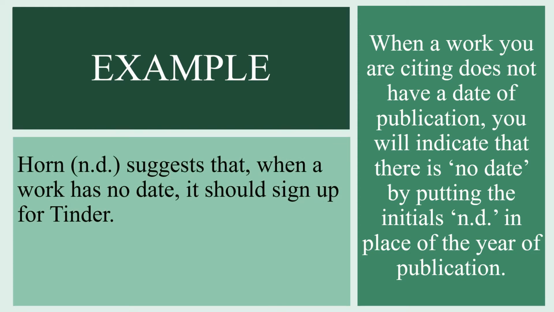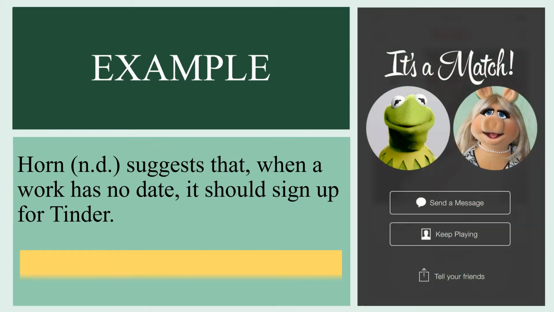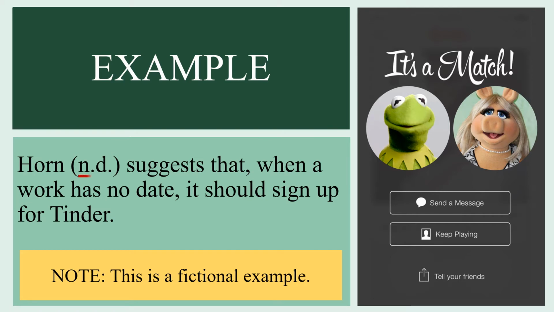Horn (N.D.) suggests that when a work has no date, it should sign up for Tinder. Now do notice we put N period, D period, not simply the letters N and D. These are abbreviations, so each of them gets a period afterwards.